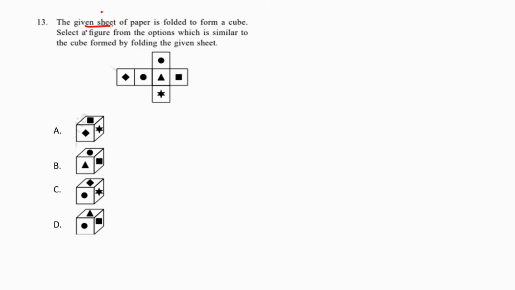Next, question number 13. The given sheet of paper is folded to form a cube. Select the figure from the options which is similar to the cube formed in the paper. If we try imagining that we are folding it from the triangle, the triangle being the front face, the circle would move upside, the star would come to its bottom face over here, and the square should go leftwards.